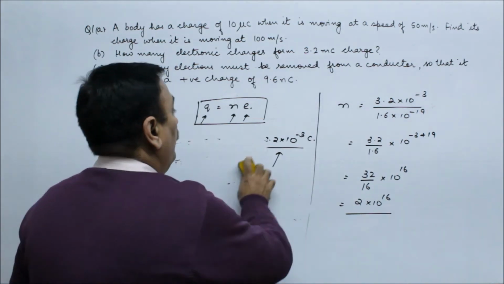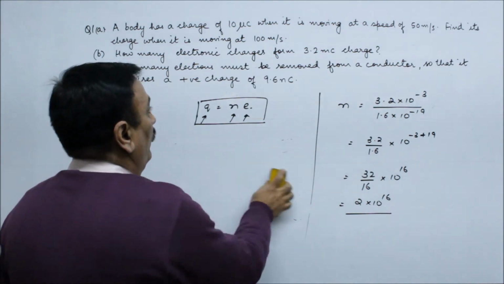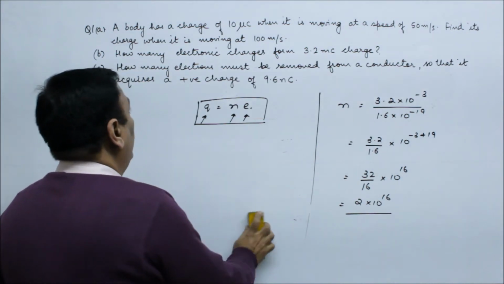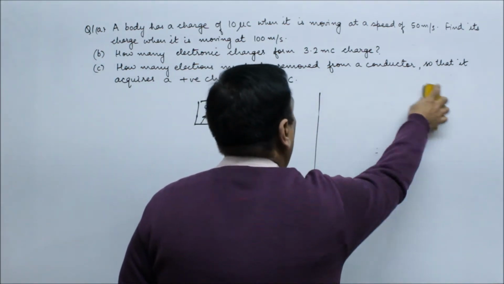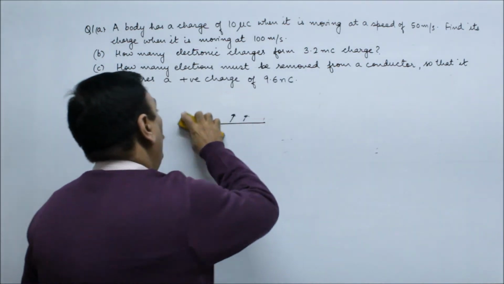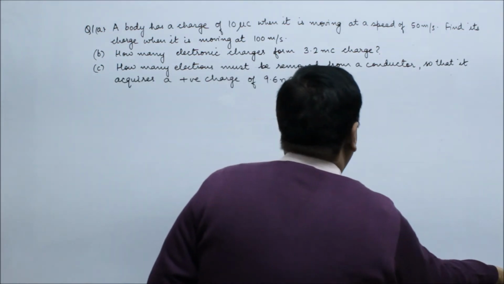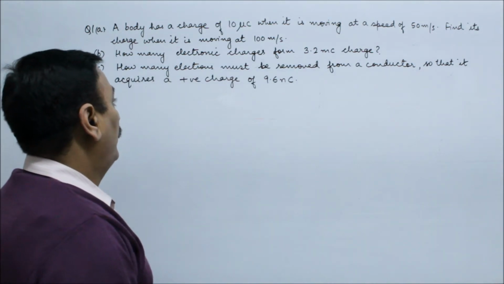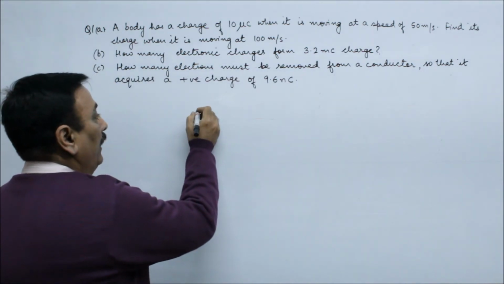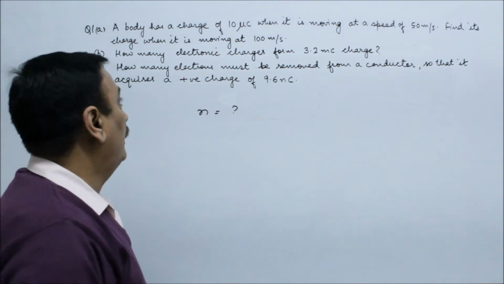So the C part of the question states: how many electrons must be removed from a conductor so that it acquires a positive charge of 9.6 nanocoulomb. Again, the question is based on quantization of charge. So let us note down the data here. How many electrons must be removed? Let the number of electrons which are required to be removed be N. So N is the question mark over here.